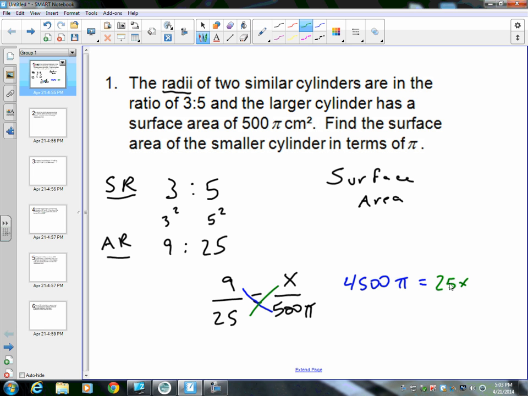How do we solve this? Well, to solve this, you just get rid of your 25. We divide by 25 on both sides. So we end up with just x on the right side. And then we say 4,500 divided by 25, and we get 180. Keep your pi. And this is in terms of pi. And that's our answer. That would be the surface area of the smaller cylinder.